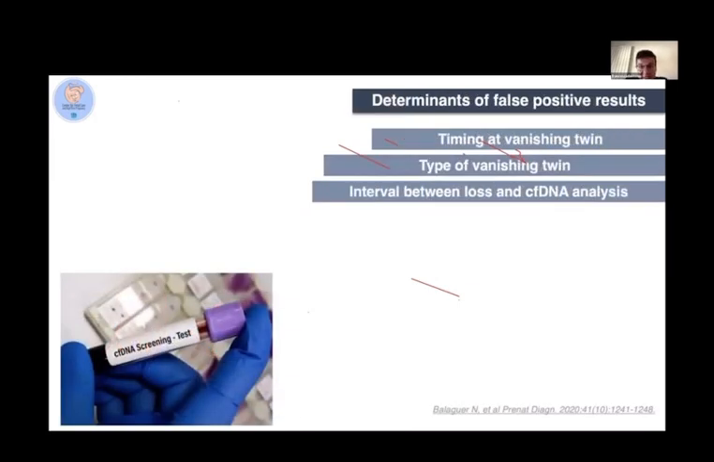Which are the main determinants of false positive results? So which factors should we take into account when we want to potentially apply cfDNA-based technique to pregnancy with a confirmed vanishing twin? The timing of perinatal loss, fetal loss, the type of vanishing twin, and the potential interval between the loss and cfDNA analysis.